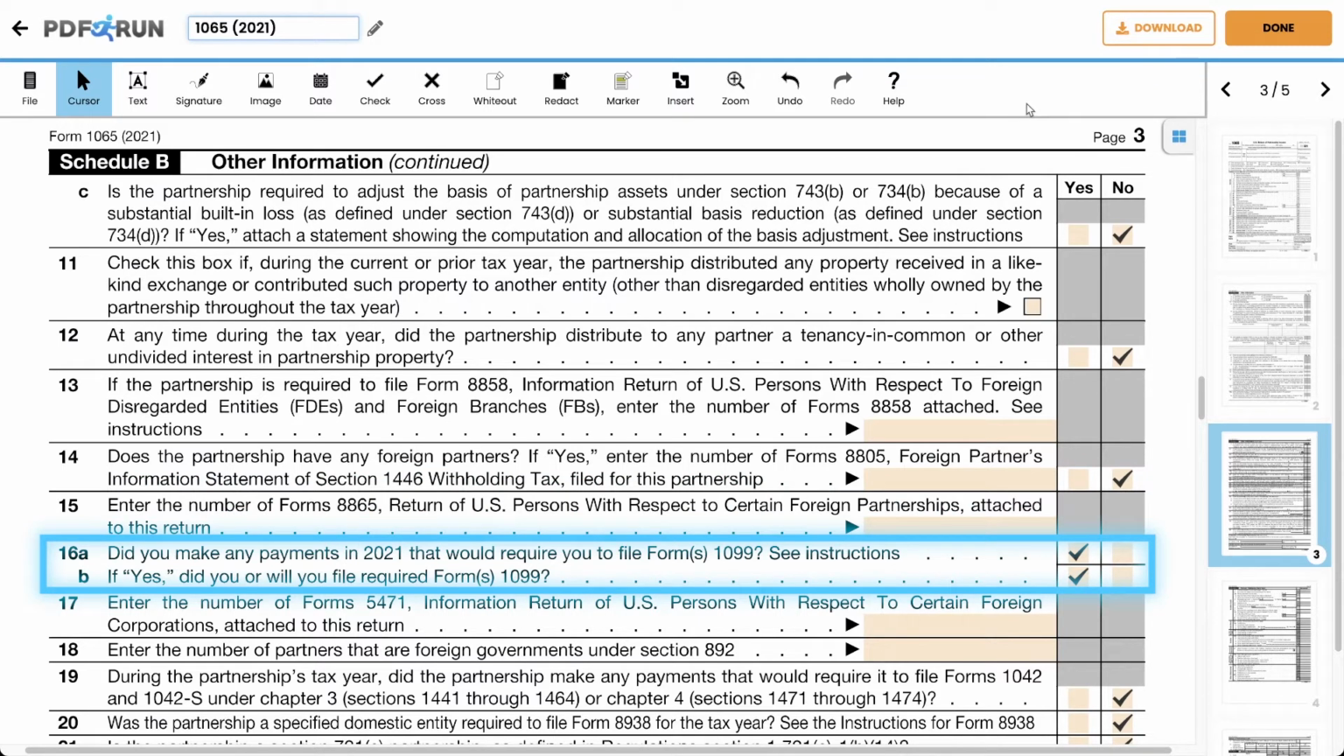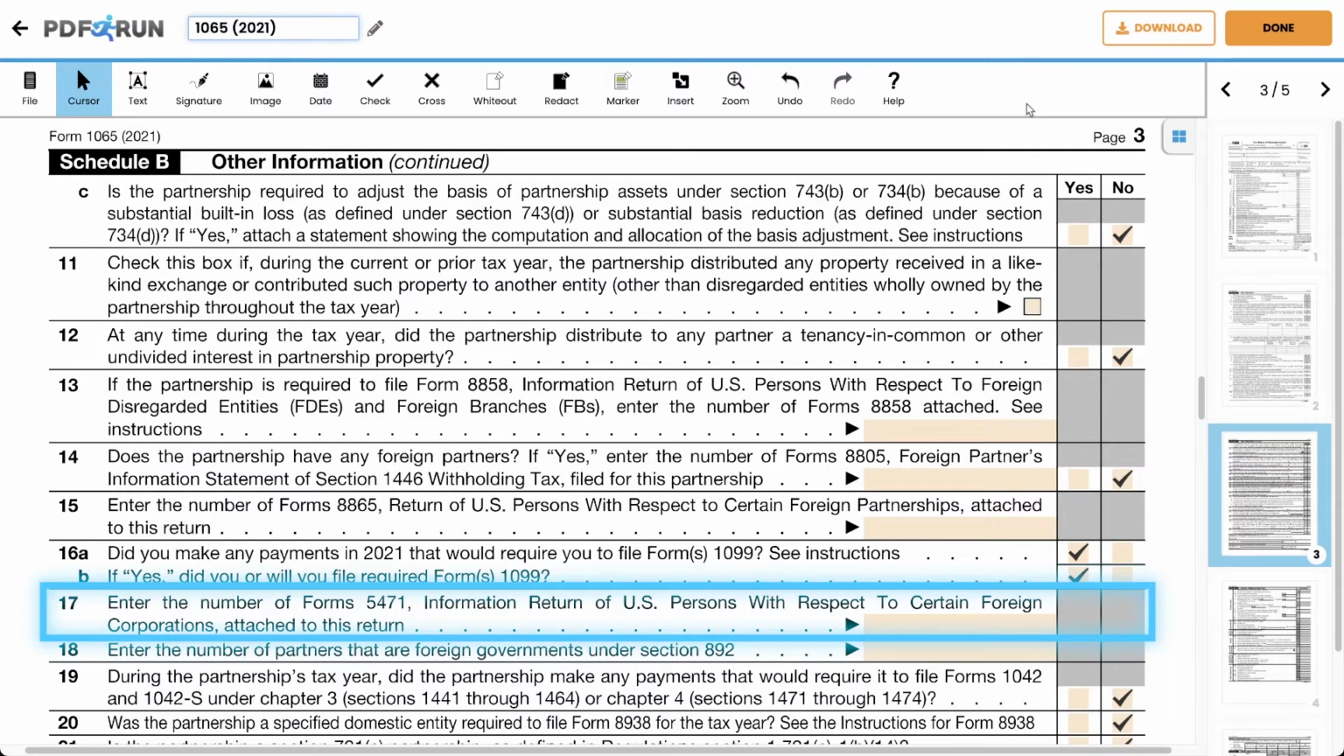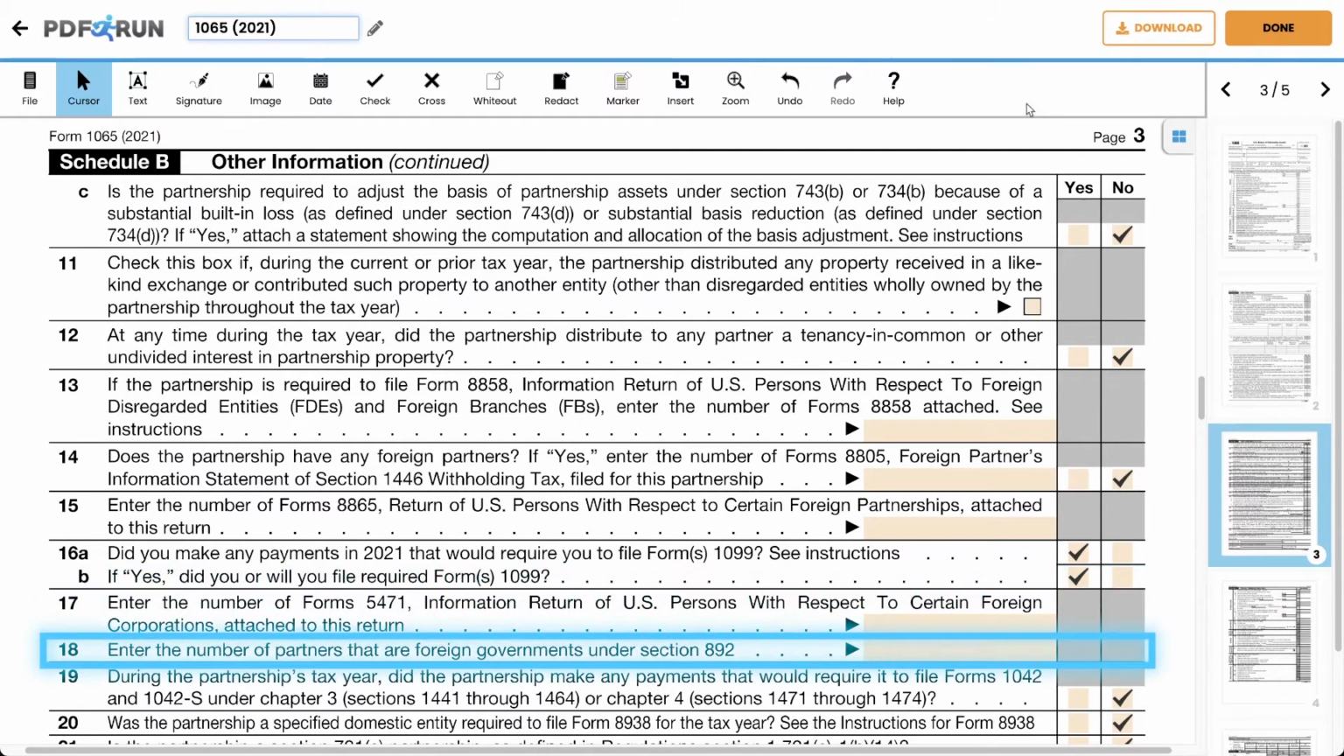Line 16A. Check yes if any payments were made in 2021 that would require Form 1099 to be filed. Otherwise, check no. Line 16B. If yes was checked in line 16A, check yes if you have or will file Form 1099. Otherwise, check no. Line 17. Enter the number of Form 5471 copies attached to this form. Line 18. Enter the number of partners that are foreign governments under Section 892.